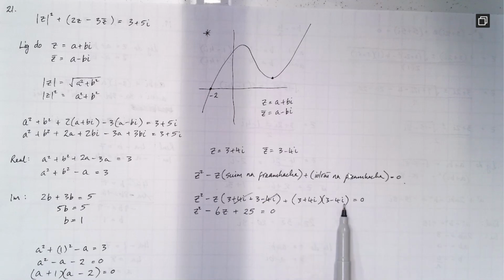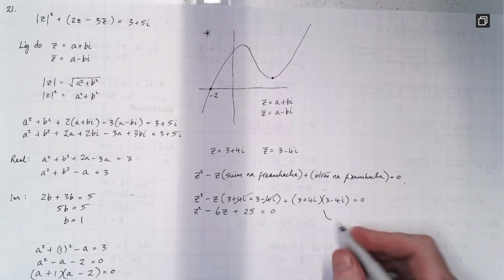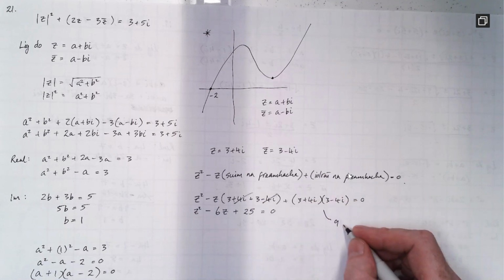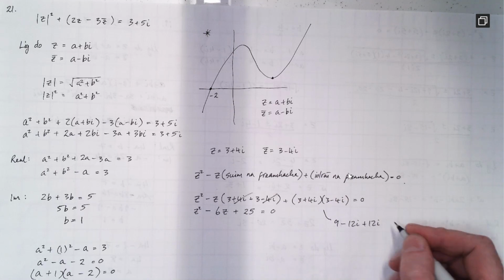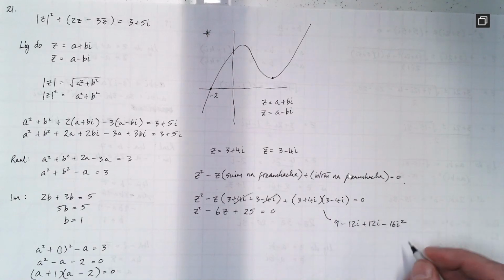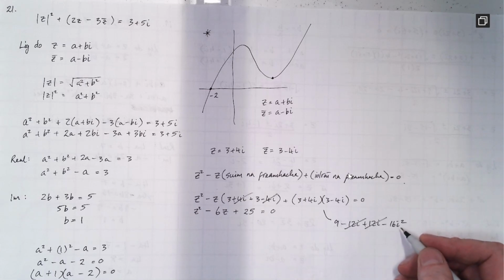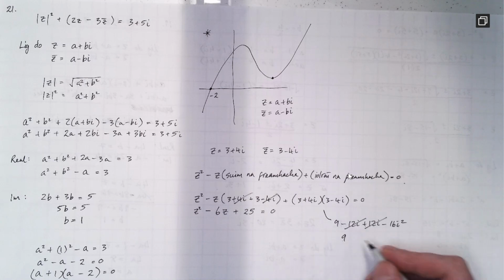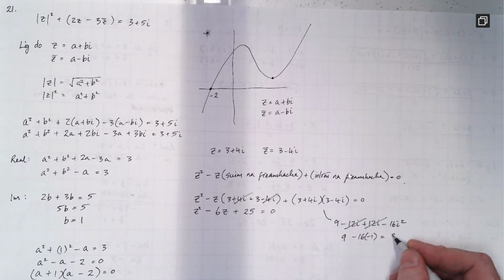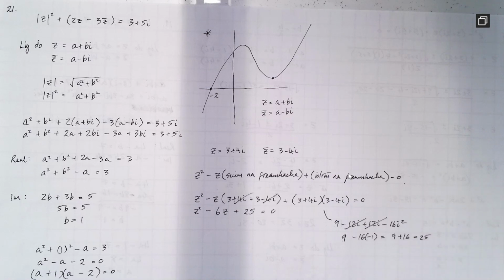Here i squared becomes minus 1. So you do 3 times 3, 3 times minus 4i, plus 4i times 3, minus 16i squared. Then i squared equals minus 1, so it becomes plus 16, giving z squared minus 6z plus 25 equals 0. Okay again. Right.